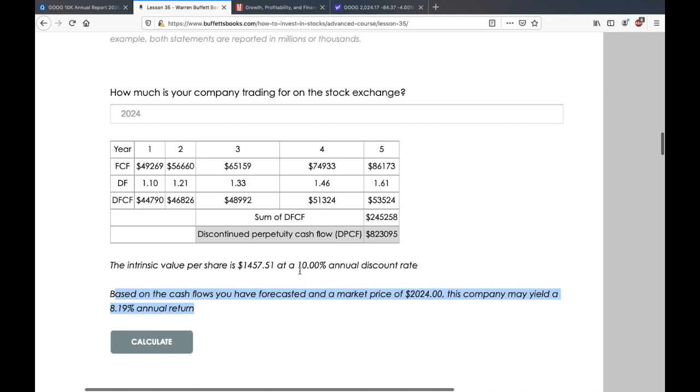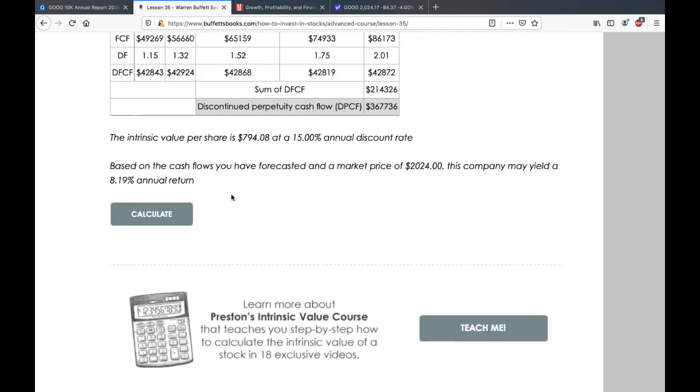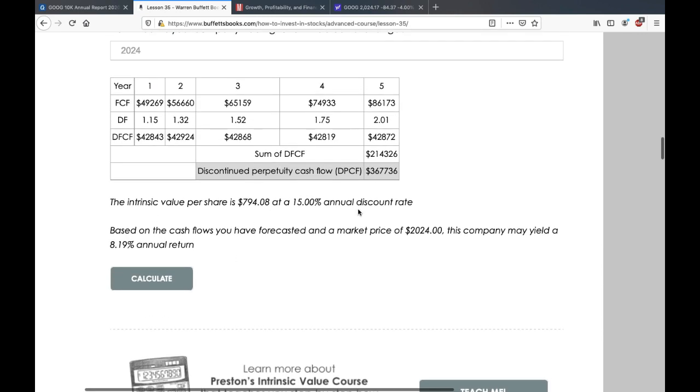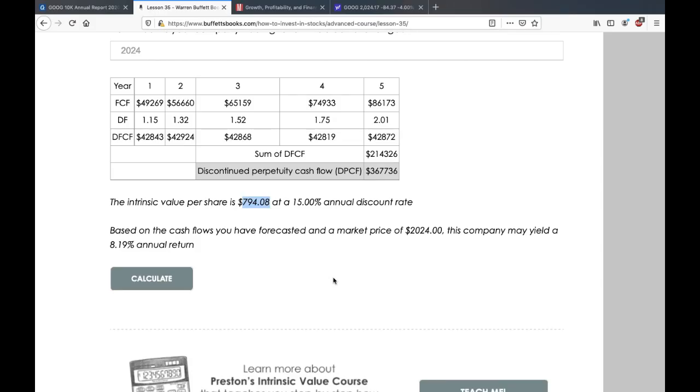So now this was when we use the discount rate of 10%, meaning if we want to get 10% rate of return on our investment. What if we want to get 15% now? So if I put in 15 instead of 10, if I hit calculate, you see that at a 15% discount rate, the intrinsic value goes lower. And that's what I told you, the higher the discount rate, the lower the intrinsic value will be. And what this means is, if you want to invest in Google and want a 15% rate of return annually, you should consider buying Google around $794.